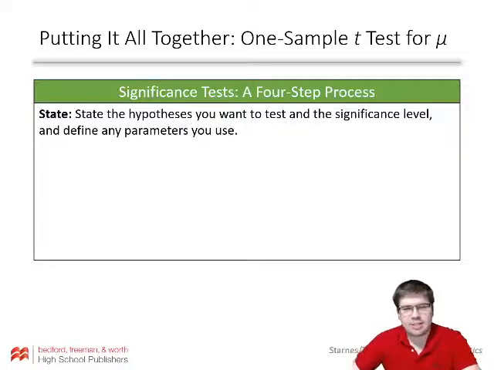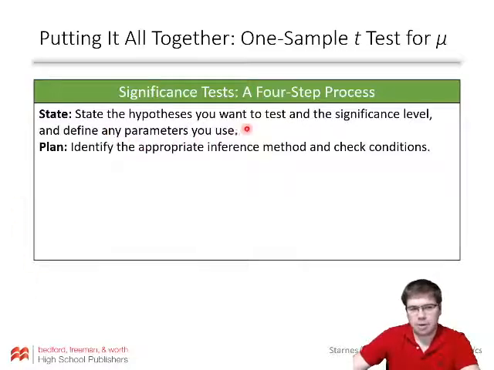Hey, AP Statistics. So continuing section 9.3, putting together the one sample t-test for mu. In the last bit, we looked at the process of doing it, but now we've got to get that all together, and it's going to feel very similar. State, plan, do, conclude. So state the hypotheses you want to test and the significance level, and define any parameters that you want to use.